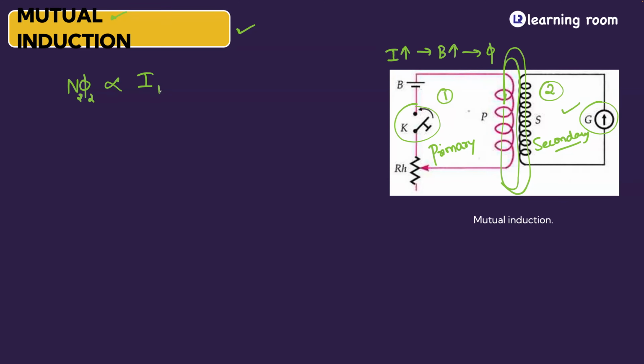Makes sense? Right. So N2 phi 2, if I remove the proportionality symbol, I need to introduce a constant, and that constant I'm introducing is capital M. In the previous case, it was capital L that was introduced. Here, it is going to be capital M into I1. But the only difference is, there we did not use any subscript. Here we'll be using a subscript like 2,1.